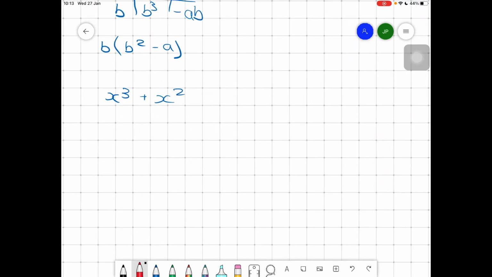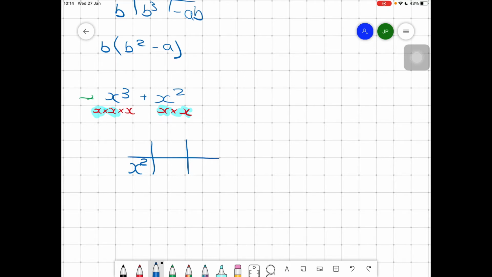So the next one we've got is x cubed plus x squared. Now I'm going to do the same thing that I've done before. I know x cubed is made up of x times x times x. And I know x squared is x times x. Therefore, yes, I can take out an x, but actually I can take out x times x because I've got two x's multiplied that are common to both. Two x's multiplied together is x squared. So rather than just taking an x out, I can now take an x squared.